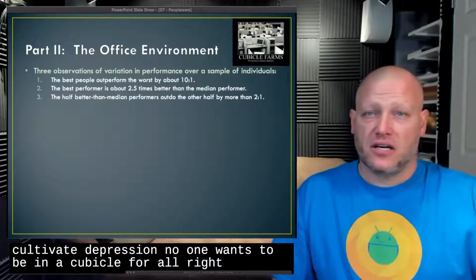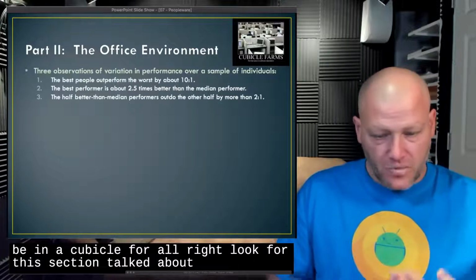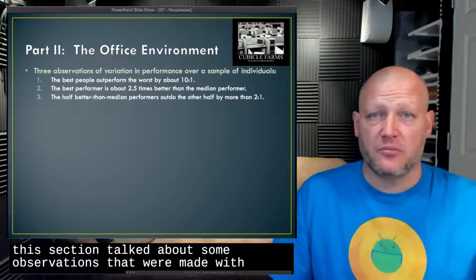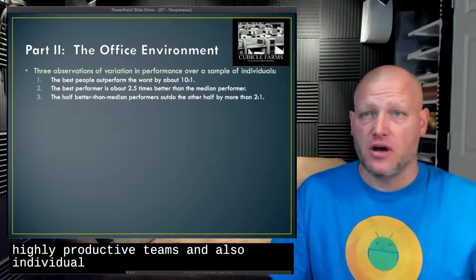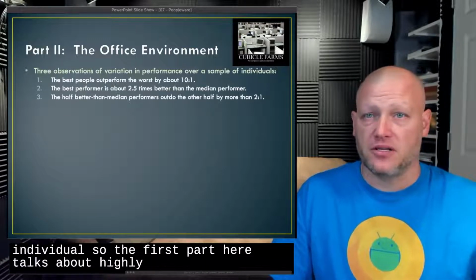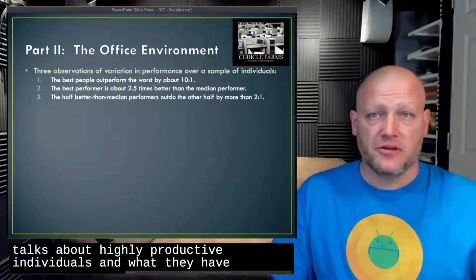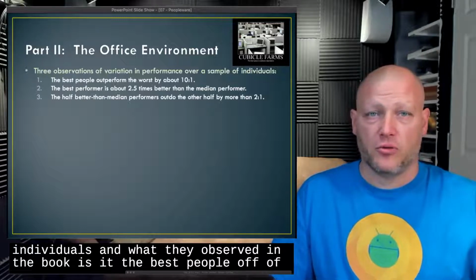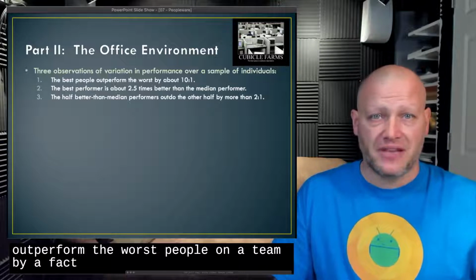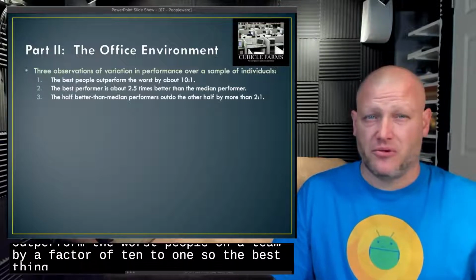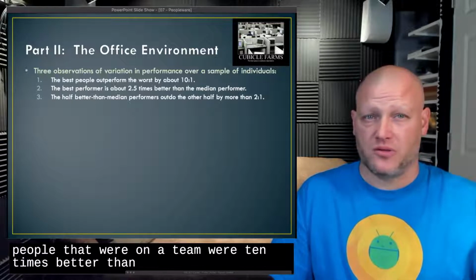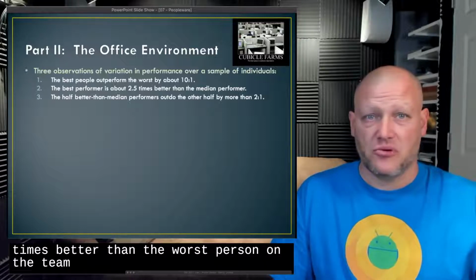The next part of this section talked about some observations that were made with highly productive teams and also individuals. So the first part here talks about highly productive individuals. And what they observed in the book is that the best people outperformed the worst people on a team by a factor of 10 to 1. So the best people that were on a team were 10 times better than the worst person on the team. That's a pretty huge difference.